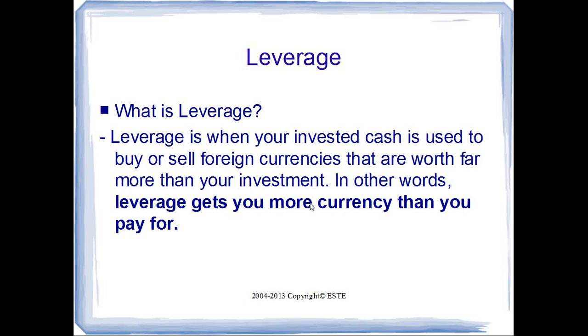Leverage. Leverage is when your invested cash you use to buy or sell foreign currencies that are worth far more than your investment. In other words, leverage gets you more currency than you pay for. Prior to being open to the public, currency trading was only meant for banks, because if there's no leveraging component, one contract will cost $100,000. Remember, not everyone will have $100,000. So in order to be available to the public, to retail traders like you and I, they need to put a leverage type of system in order to make it cheaper, so everybody will be able to have the same ability like what the banks do in terms of trading the currency market, right?